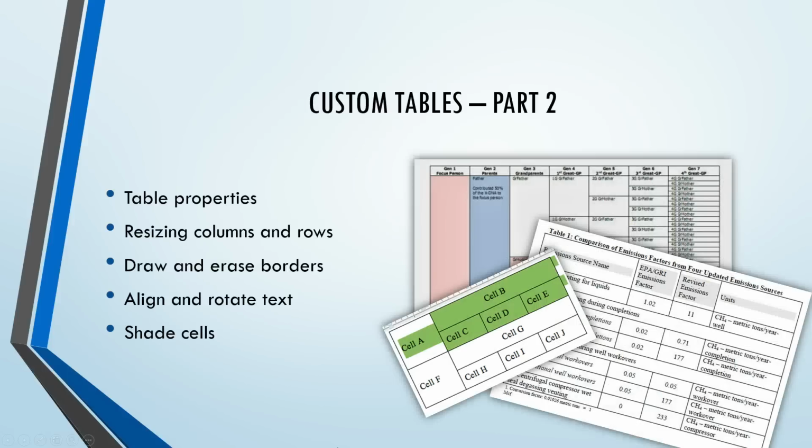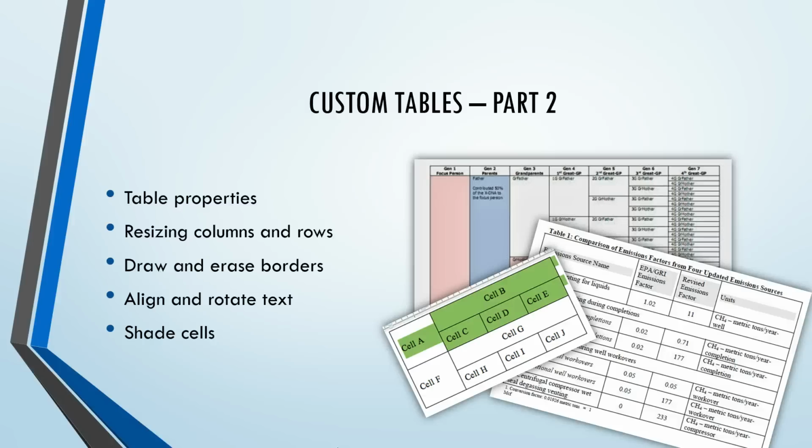In Custom Table Part 1, we covered several table manipulations like adding the table, adding columns and rows, merging and splitting cells, and moving content from one cell to another. In Part 2, we'll continue where we left off, looking at Word's table capabilities.